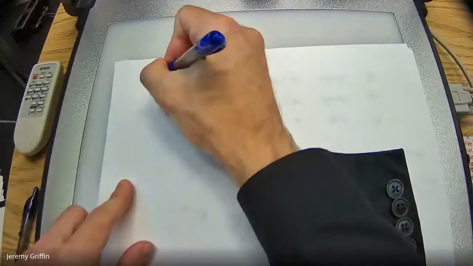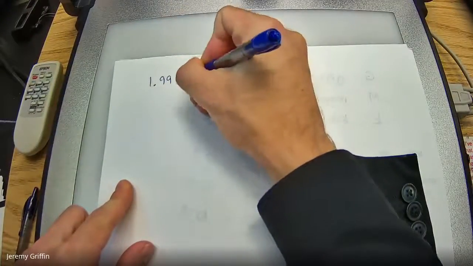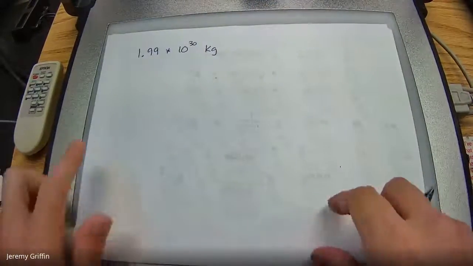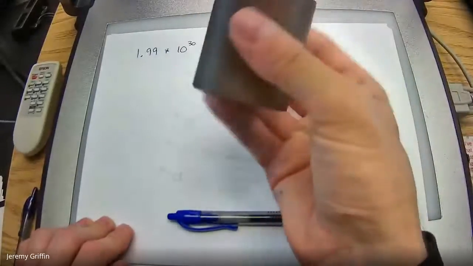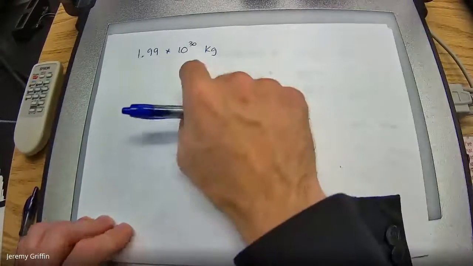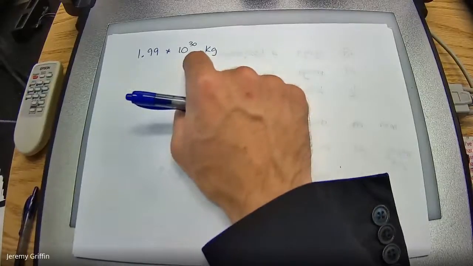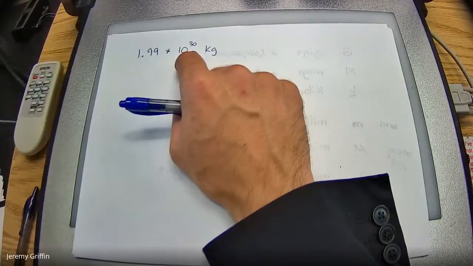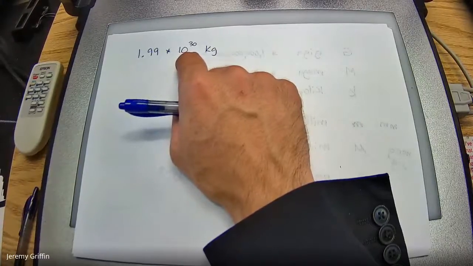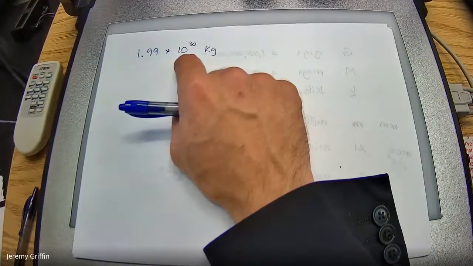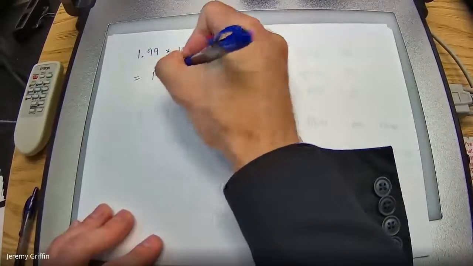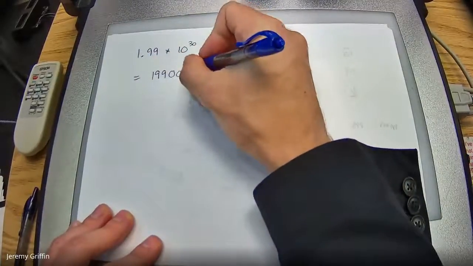Let's say you guys saw a number like this, 1.99 times 10 to the power of 30, and that could be kilograms. Okay? 10 to the 30 kilograms. Now, this is 1 kilogram. So 10 to the power of 30 kilograms. Let's you guys guess what this number is. Is this value approximately the mass of an elephant? Is this the mass of the planet Earth, or is this the mass of the sun? What do you guys think? I'll write it out while you guys are thinking. So, the expanded form.